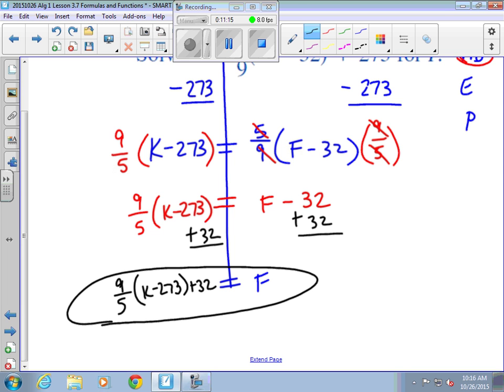And f is now simplified. F is now isolated all by itself. And that's how you make the conversion from Fahrenheit to Kelvin degrees.